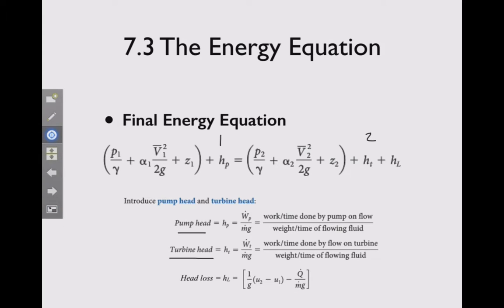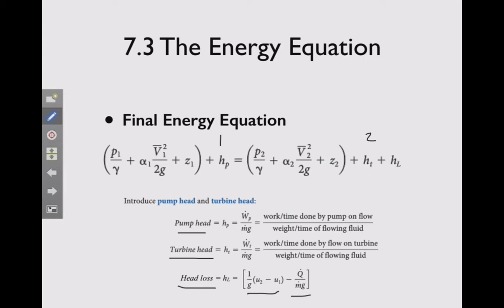And then also we have this new term called the head loss. And what we have done is lumped the internal energies, U, into that term, as well as the heat transfer, Q dot. So we've got these internal energy terms, the difference in internal energy between the two points in the fluid, points 1 and 2, U2 minus U1, minus any heat transfer into the fluid.